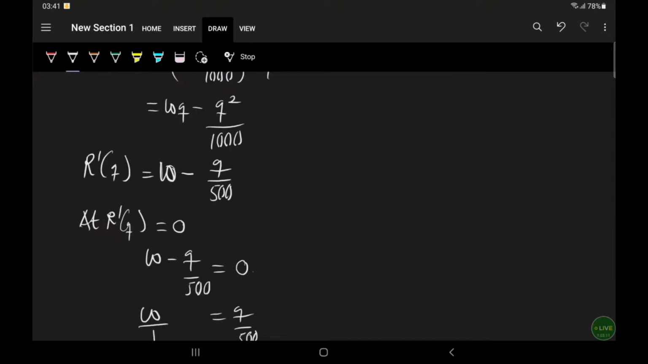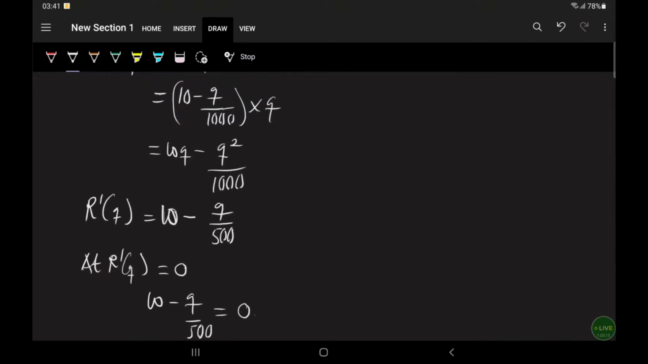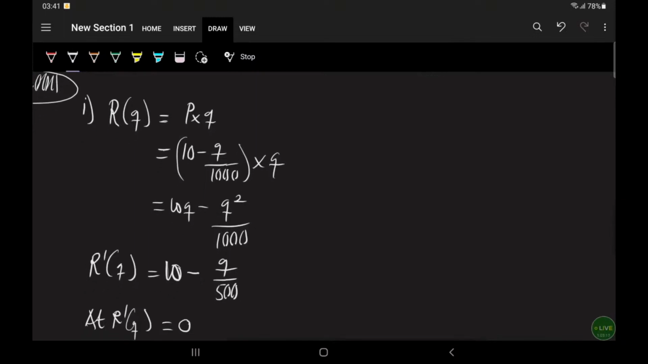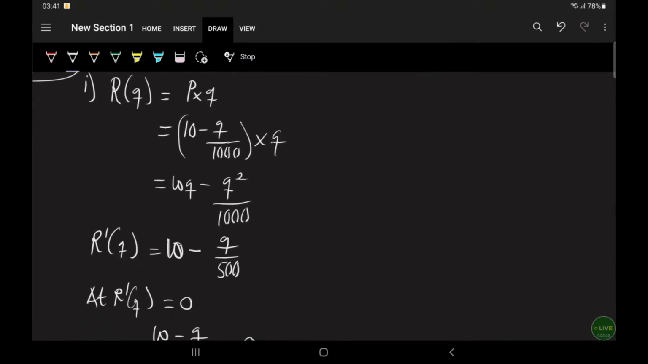So you continue to find your second derivative, because you want to test whether this revenue function is actually a maximum function. Is that okay? So at this point, let's take note. I'll find my second derivative, r double prime of q.